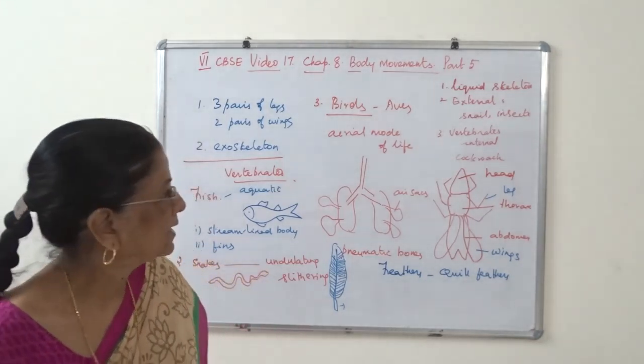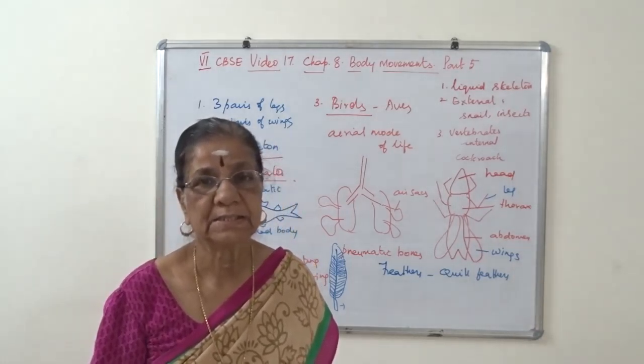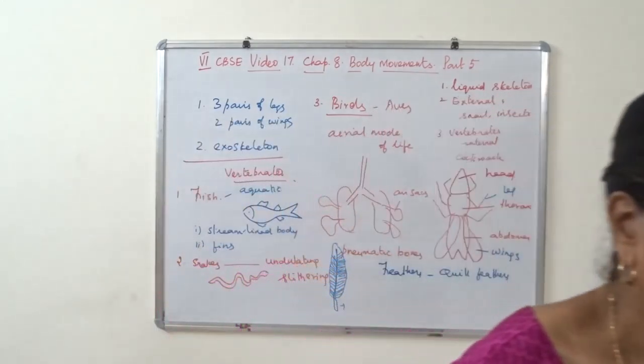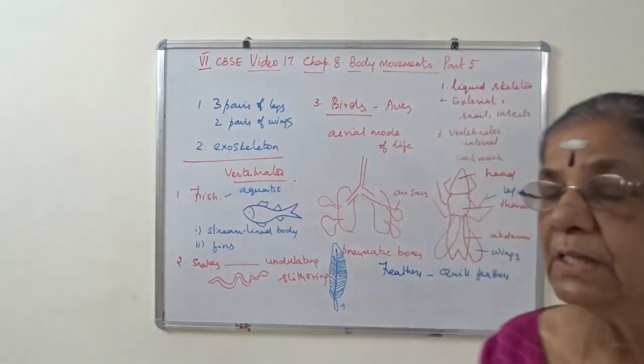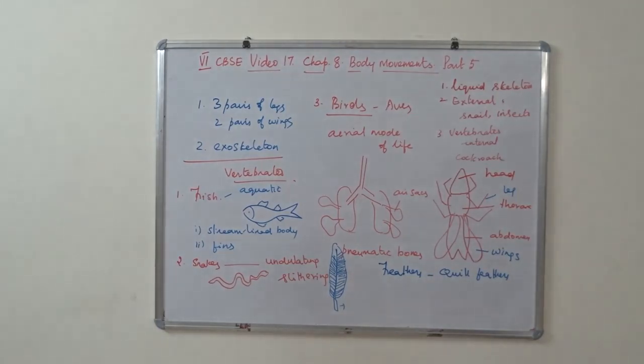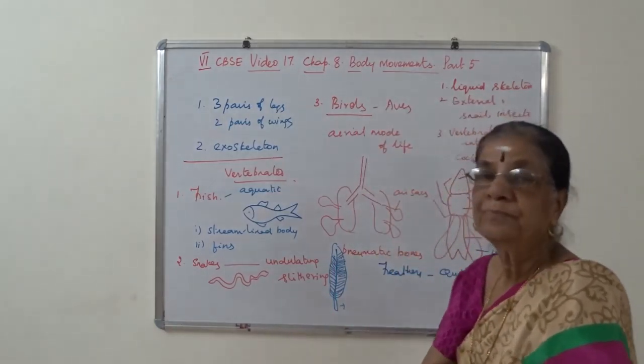I hope you understand. And then cockroach has an external skeleton, and it moves with the help of three pairs of legs and two pairs of wings. I hope you understand. So this is our video number 17, chapter 8, the body movements, part 5, where we are learning about movement in animals. Are you clear? As the continuation of the lesson, part 6, the last part of it, we will learn with picture presentation as video number 18.